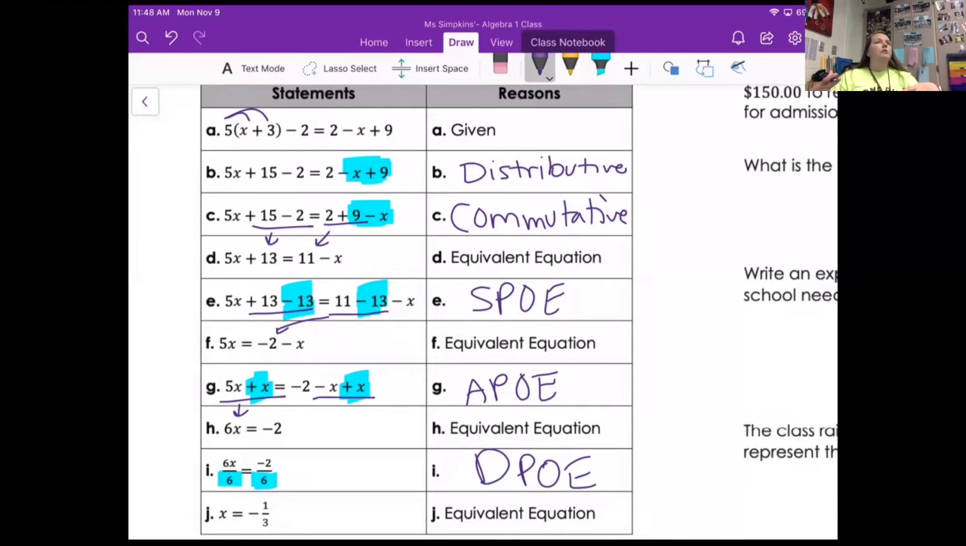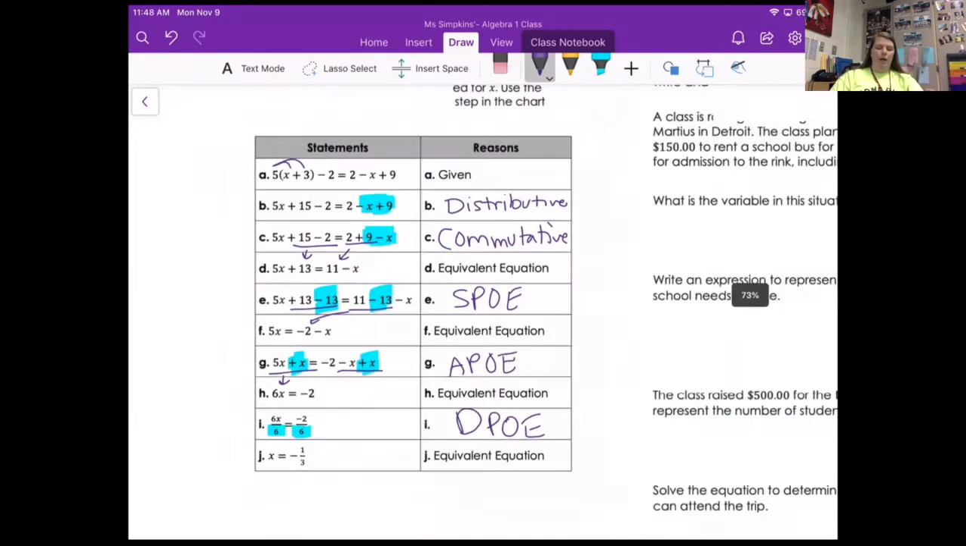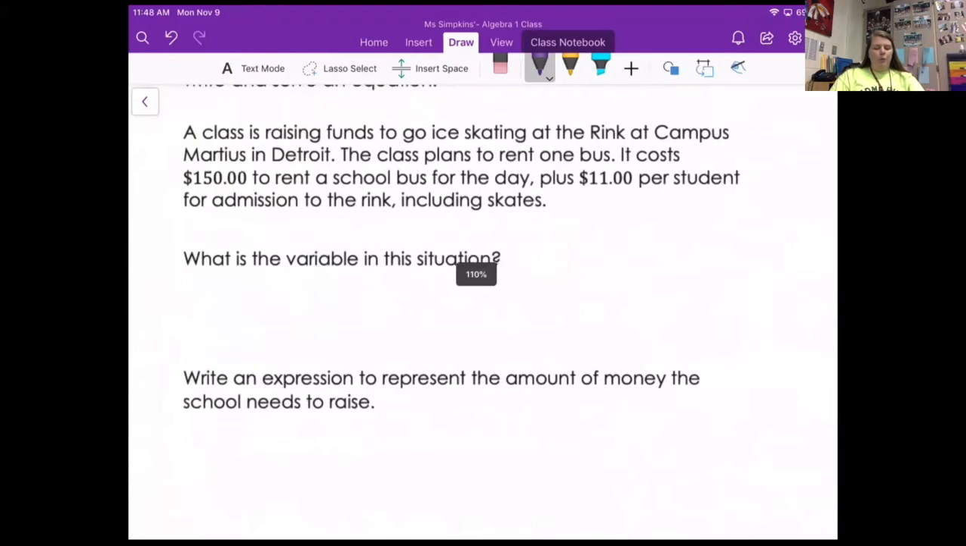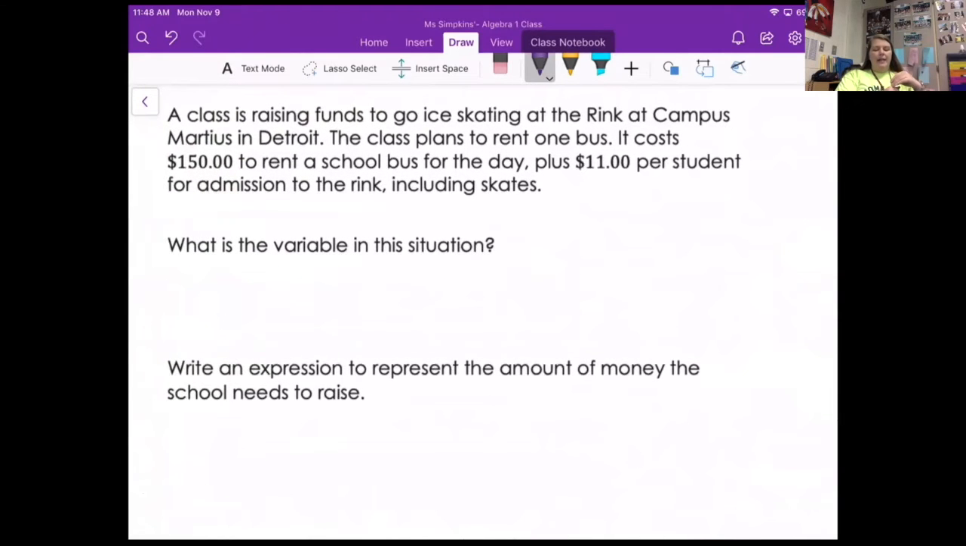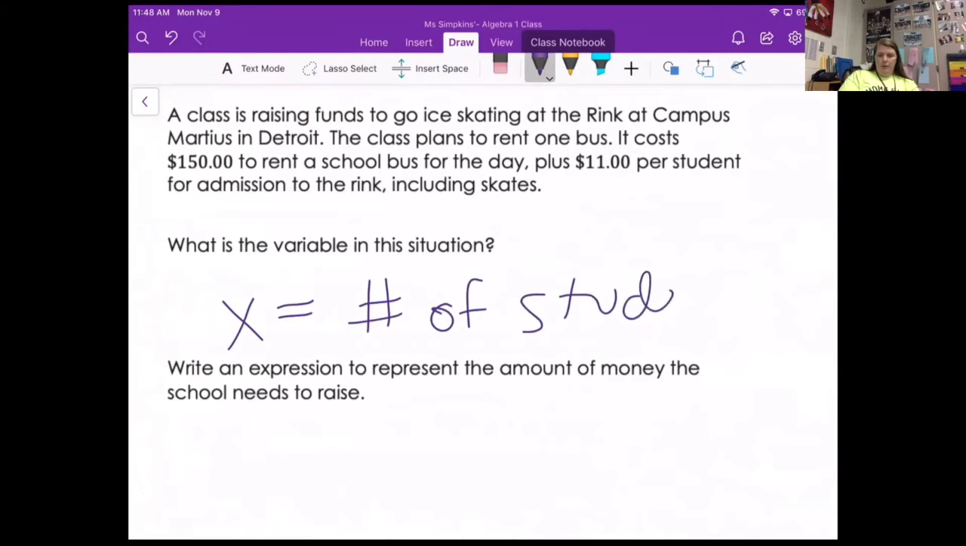So we're going to create an equation from a word problem to start before we get a little bit more complicated. So a class is raising funds to go ice skating at a rink at Campus Martius in Detroit. The class plans to rent one bus. It costs $150 to rent a school bus for the day, plus $11 per student for admission to the rink, including skates. So what is the variable? What do we not know about the situation? Yeah, Henry? Yeah, we don't know students. So I'm going to say that x is going to represent number of students.